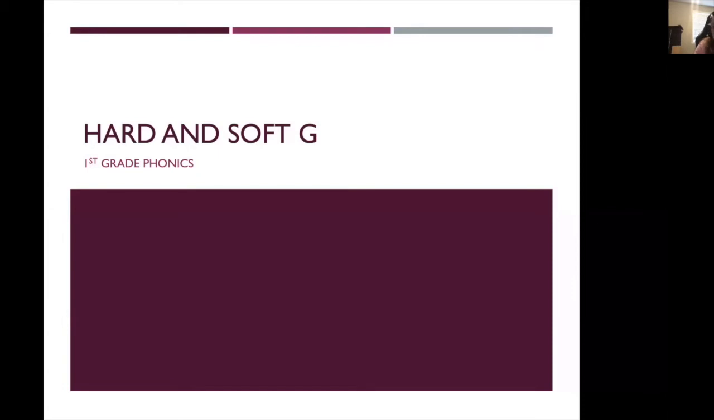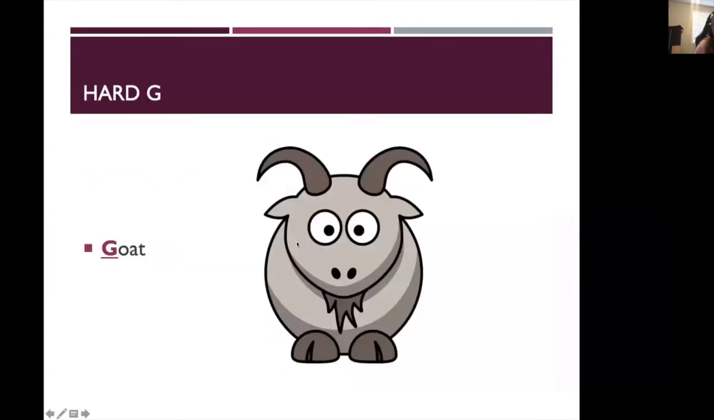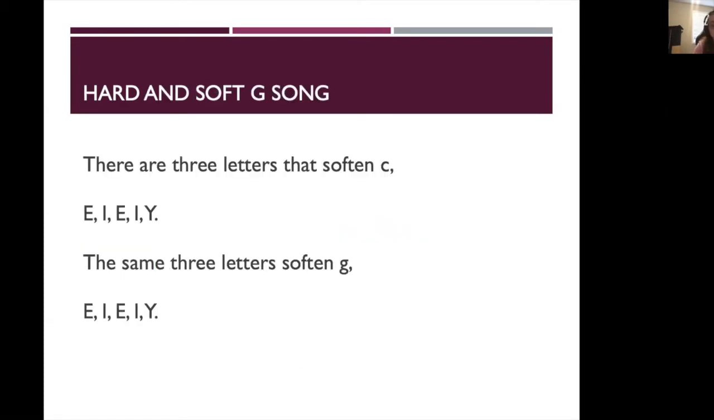So first, we all know that the letter G makes the sound G, like in the word goat. But sometimes the letter G can also make another sound. It can make a sound kind of like a J, the J sound. And there are some special letters that can be a huge clue about when you're going to hear the J sound made by the letter G.